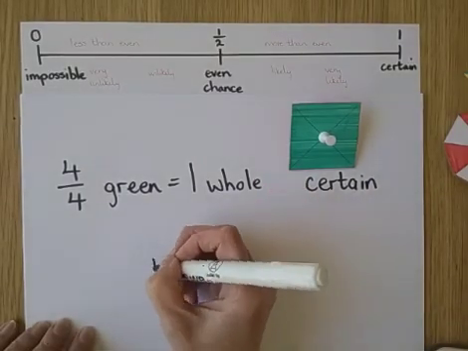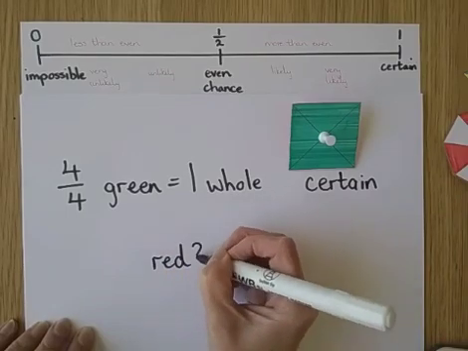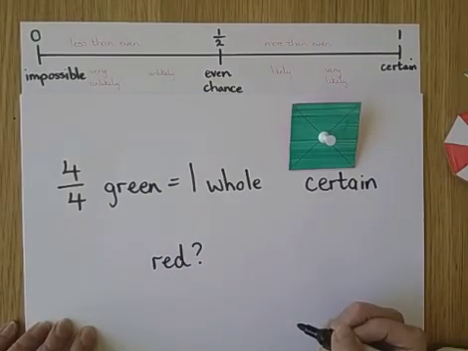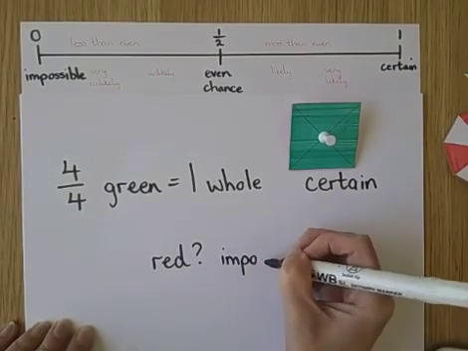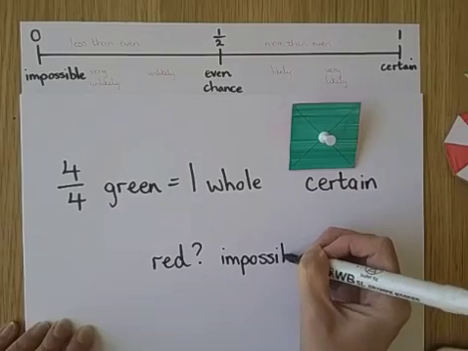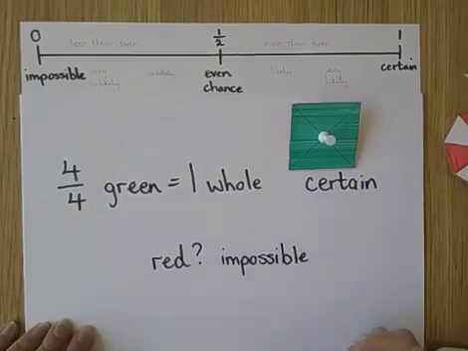If you said to me, well, what's the chance of landing on red? Well, what is the chance of landing on red with this spinner? It's impossible, isn't it? If I picked any colour other than green, it would be impossible to land on it using this spinner.